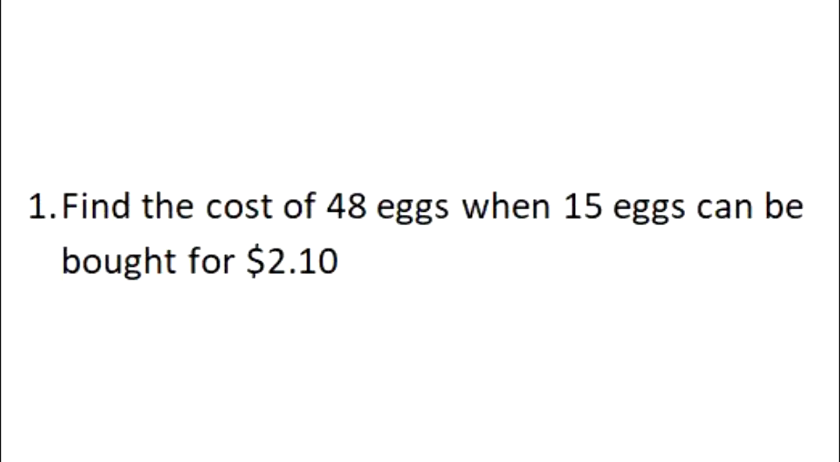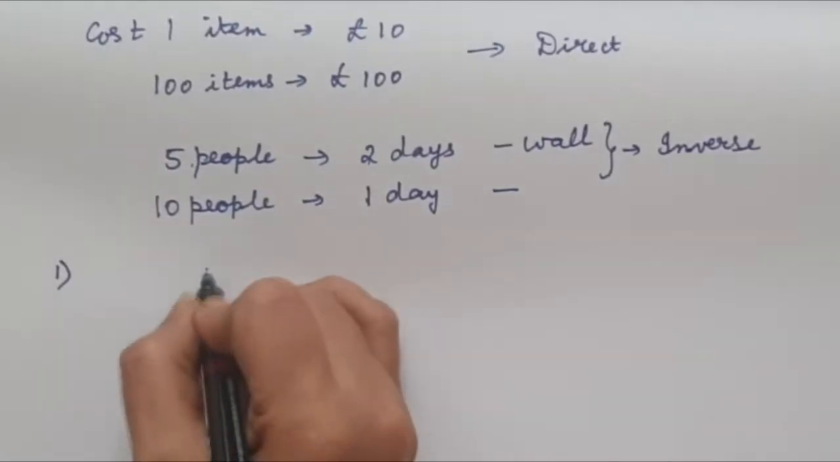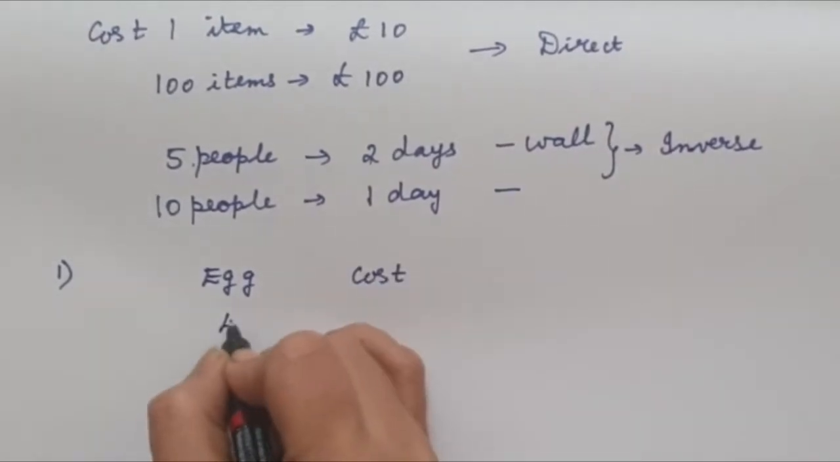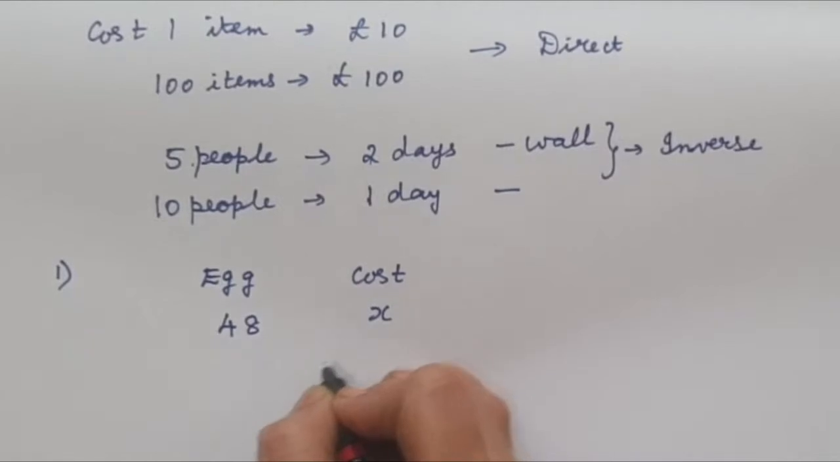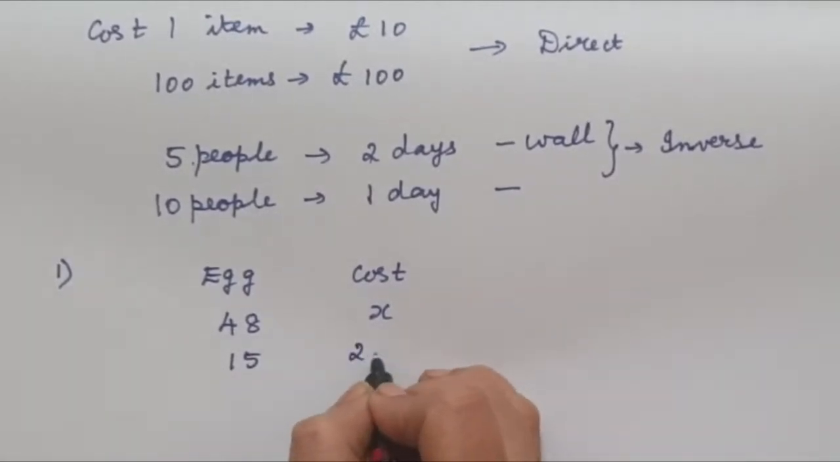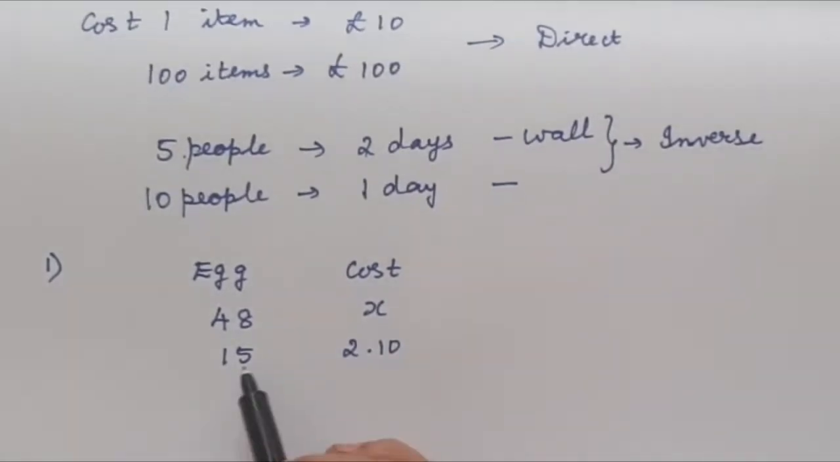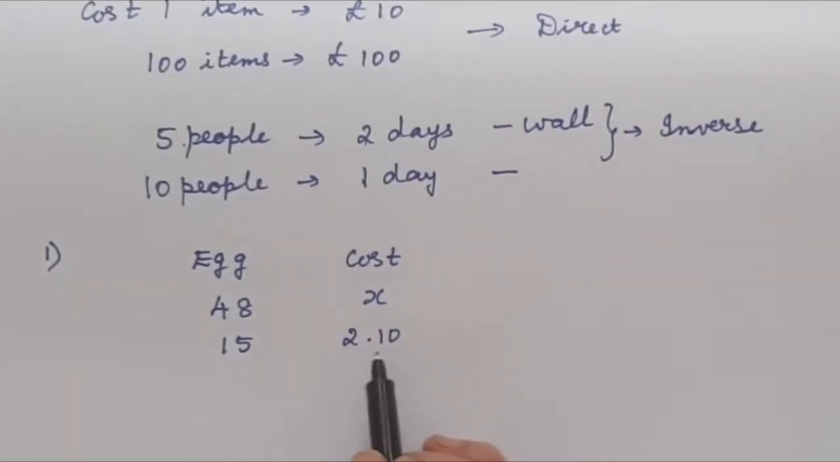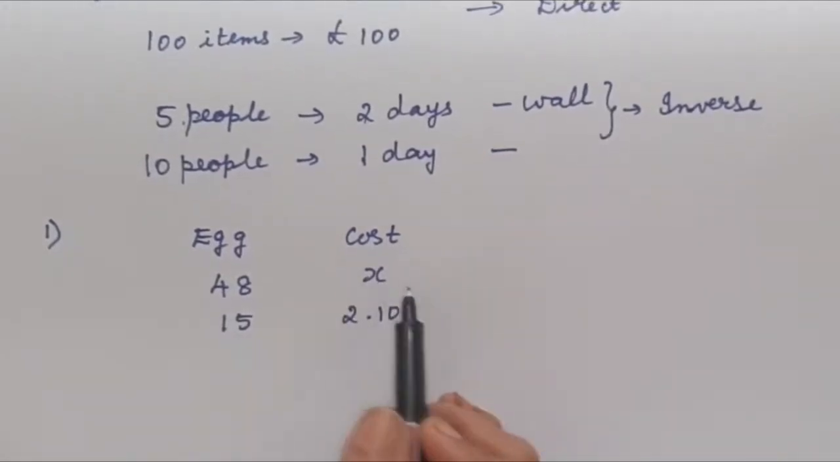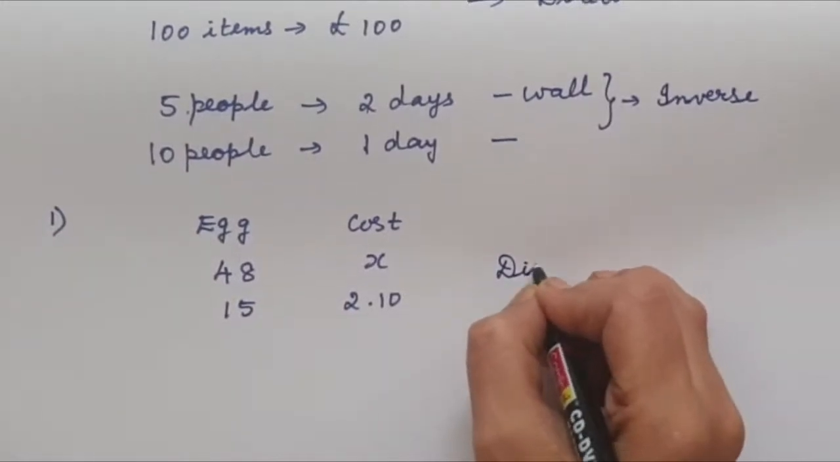First question, find the cost of 48 eggs when 15 eggs can be bought for $2.10. The first question, the number of eggs and the cost. We have to find the cost of 48 eggs, and we have the cost for 15 eggs, which is given as $2.10. So the cost of 48 eggs will be more. So this will be a direct proportion.